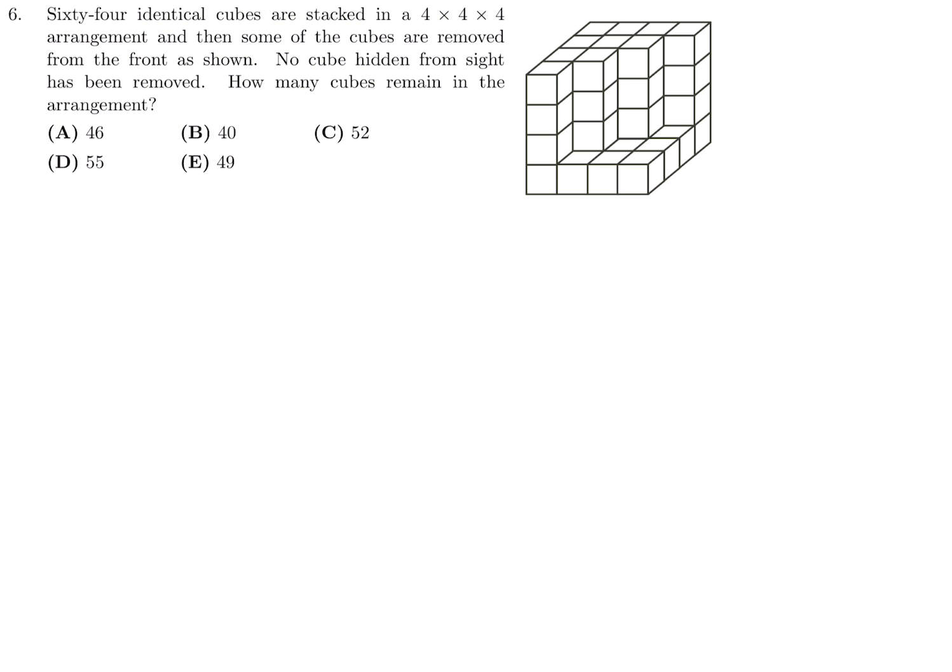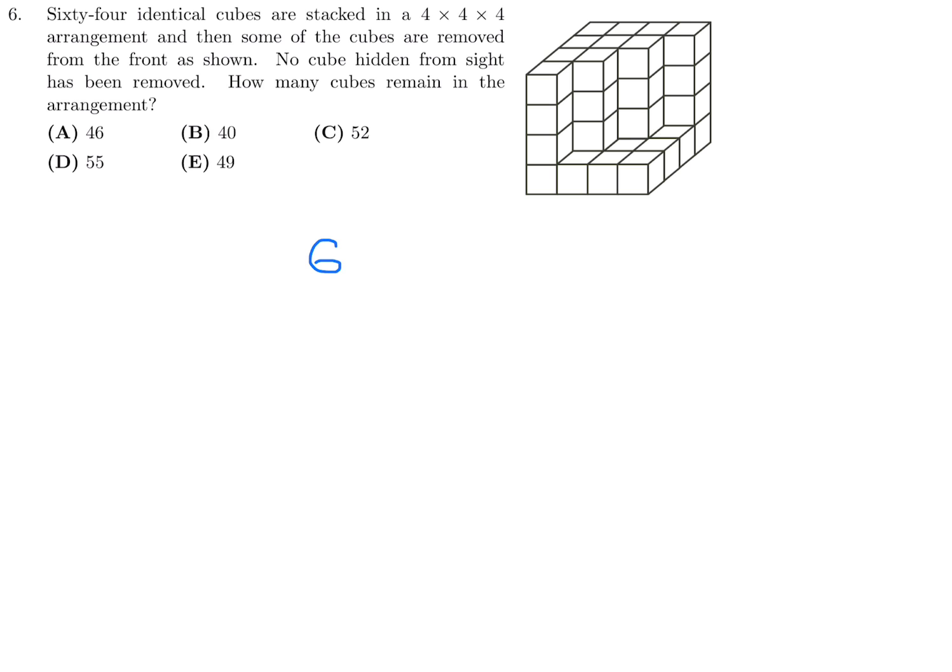64 identical cubes are stacked in a 4x4x4 arrangement, and then some of the cubes are removed from the front as shown. No cube hidden from sight has been removed. How many cubes remain in the arrangement? Well, you can clearly see the bases of the cubes that have all been removed. So we know that there were 1, 2, 3, 4, 5, 6 stacks of cubes removed.